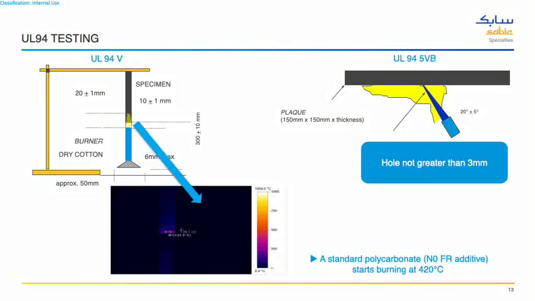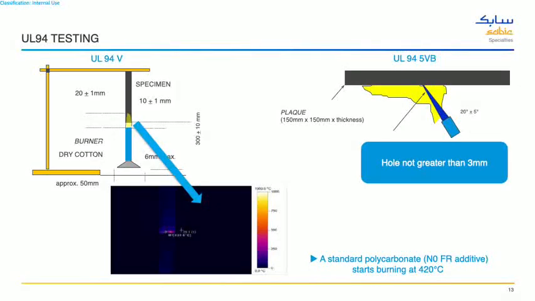And a similar thing is the horizontal testing. It's a plaque of 150 millimeters. Here you can see when you put a very strong flame at the bottom, the hole created should not be greater than 3 millimeters.